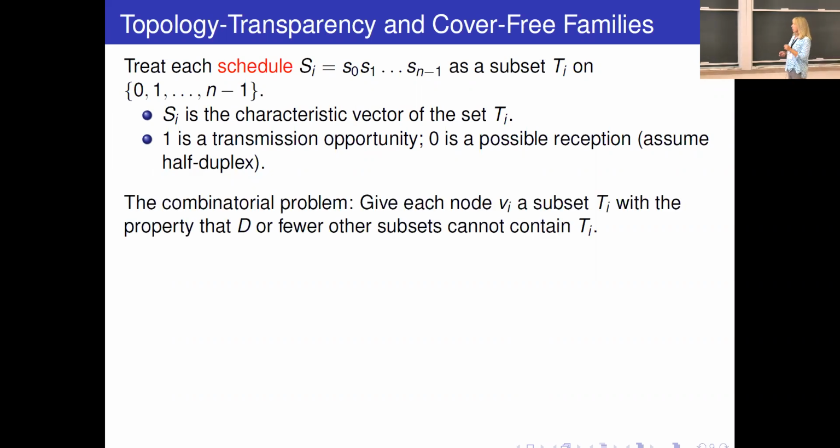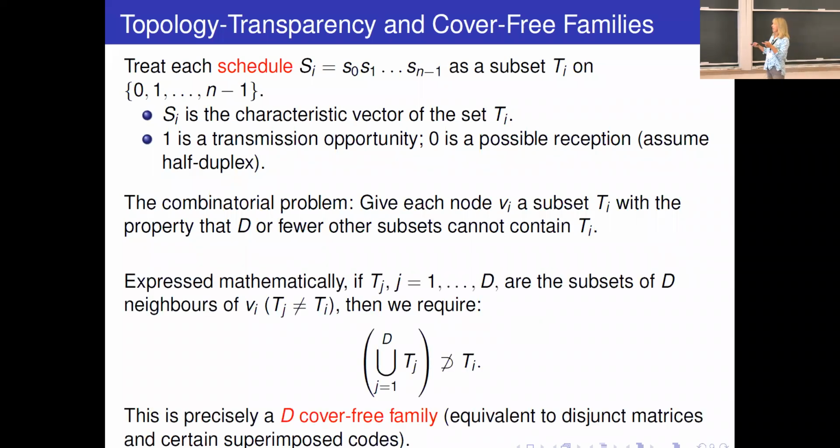All right. So then the combinatorial problem asks, and was very nicely introduced by Tia, is give each node Vi a subset Ti with the property that D or fewer other subsets can't contain my own schedule. And of course, we can express this mathematically. And we saw that this corresponds to a D cover-free family.